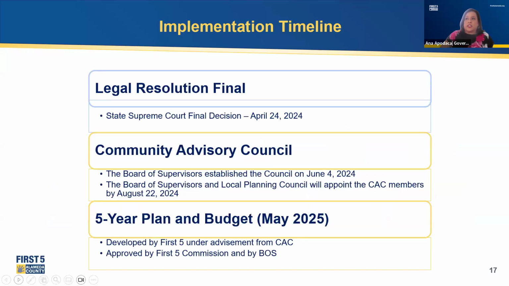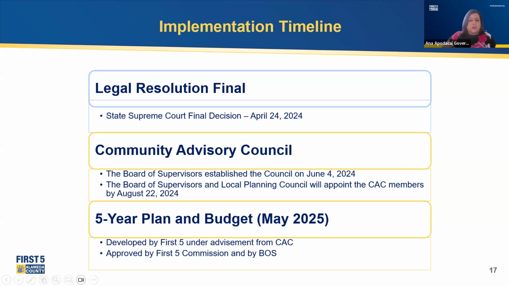So here's our implementation timeline. With the legal resolution being final as of April 24th, 2024, we can now begin the implementation. And part of that, we have to have the Board of Supervisors establish the Community Advisory Council, which they did on June 4th. The Board of Supervisors and the local planning council will need to appoint the 11-member Community Advisory Council by August 22nd, 2024.